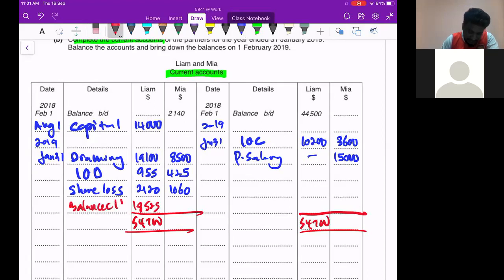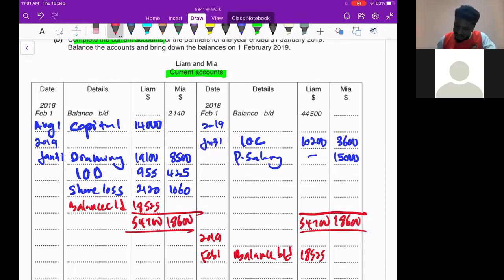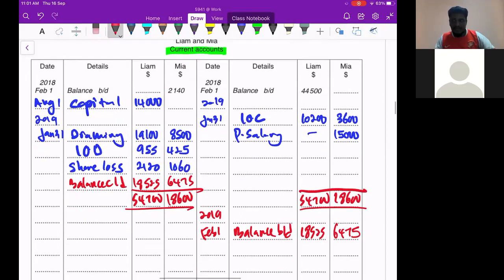This balance c/d will become balance b/d on the next day, 2019, February 1. After that, Mia, I feel, yeah, credit is also bigger. So 18,600 minus 2,140. Don't forget, a lot of students forget to minus the 2,140. So you need to minus 2,140, minus 8,500, minus 425, minus 1,060. I get 6,475. That's it. This is my current account.